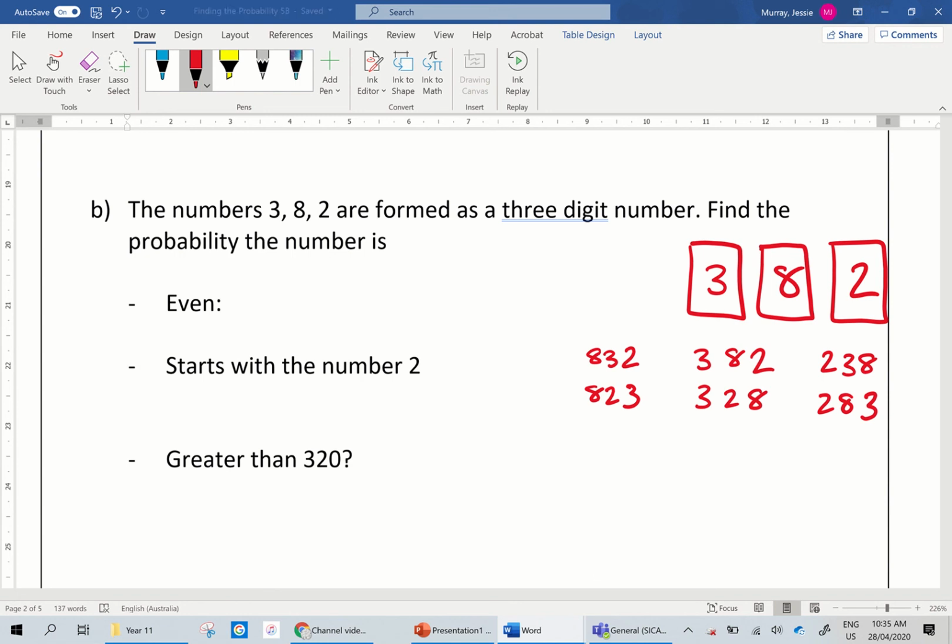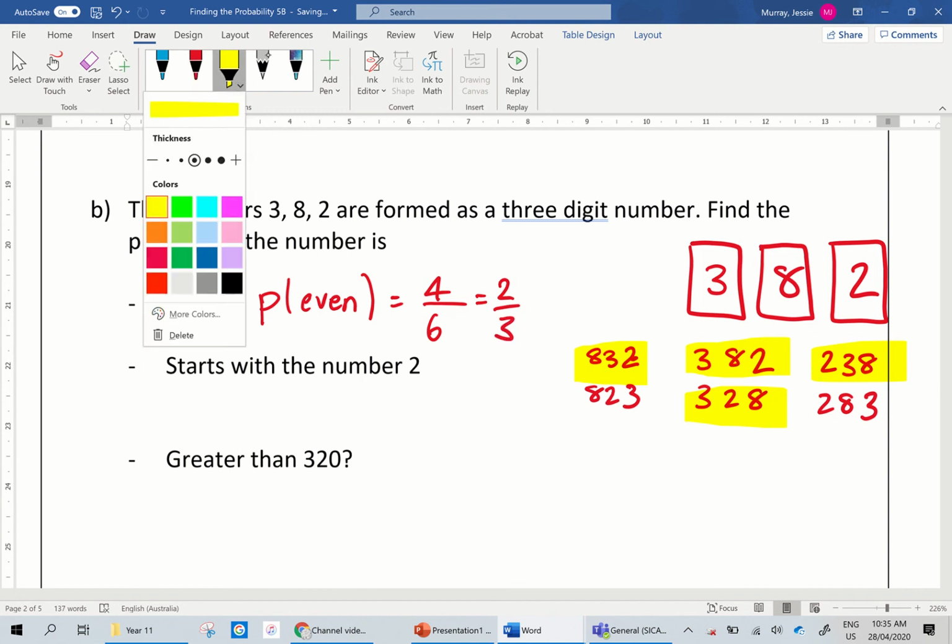So now I look at them, I go, okay, well there's 6 different options. So how many of these options are even? Well, they must just end in an even digit. So I've got this one is even, even, even, even. So the probability of getting an even is equal to 4 of them out of the 6, which is 2 out of 3.